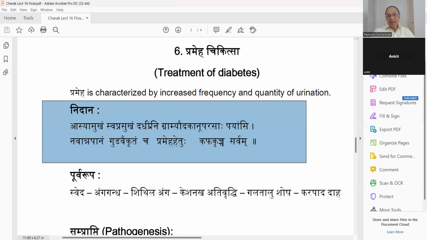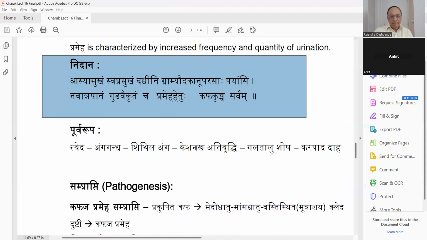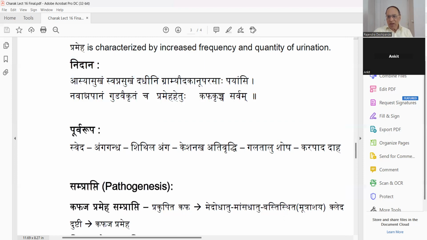Dadhi, curd, but not only curd, all the fermented products. Please write down all the fermented products, or anything which increases the moisture in the dhatus, and that is called kled. So prameha and kushtha are diseases of kled bahulata. Please write down this word, kled bahulata. Also food should not be navanna; it should be a little bit one year old. Guda vaikrutam, all types of sugars.